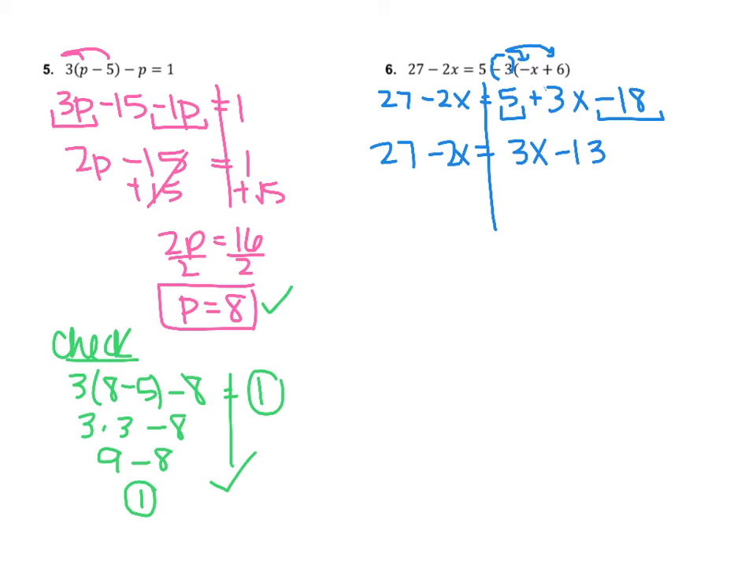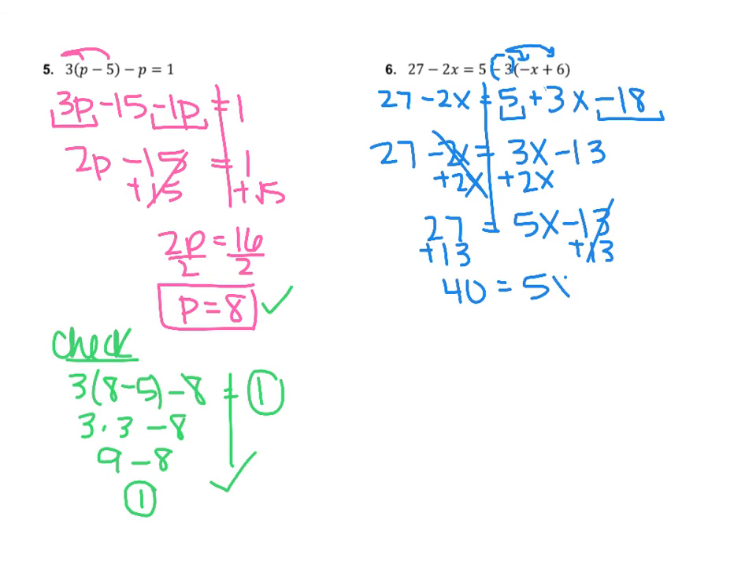Then I want to move my x's to the same side. It really doesn't matter which. If I want to deal with positive numbers, right, then I would move the smaller one. So negative 2 is the smaller one. If I move it to a different side, so to go to the opposite side, I need to do the opposite. So I'm going to add 2x to both sides. So then I have 27 is 5x minus 13, and now it's that basic two-step equation. Undo adding and subtracting, and then undo multiplying and dividing. So 40 is 5x. When I divide both sides by 5, I get that x is 8.